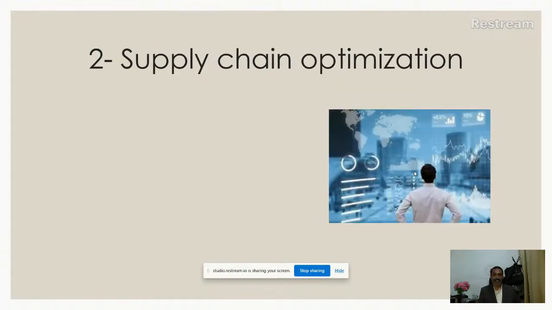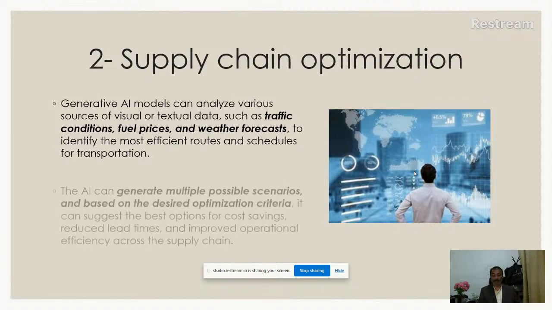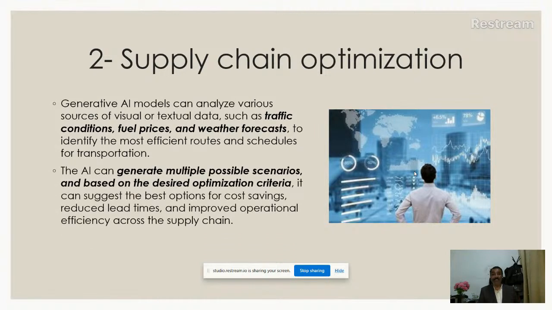Second application could be supply chain optimization. For example, it learns from the internet regarding traffic conditions, fuel prices, and weather forecasts to identify the most efficient routes and schedules for transportation. Of course, the AI can generate multiple possible scenarios, and based on desired optimization criteria, it can suggest the best option for cost saving. We generally work on three or four optimizations within supply chain.